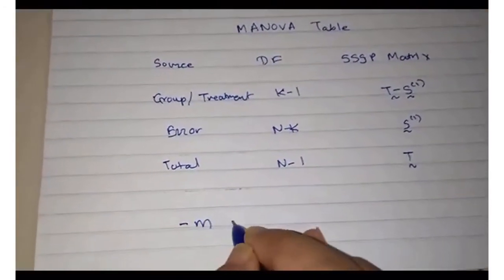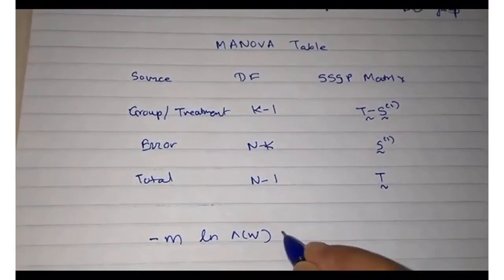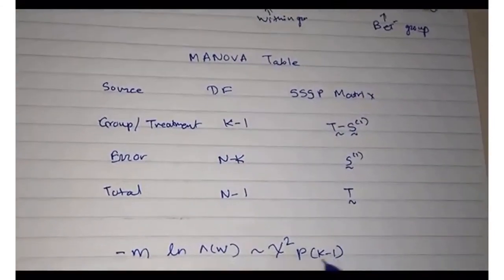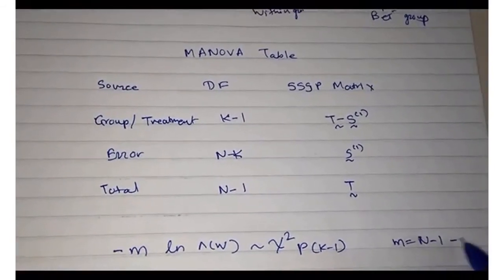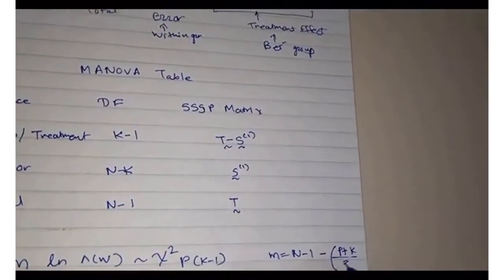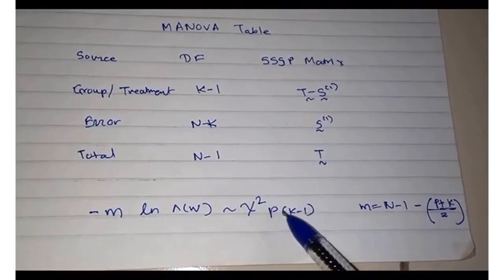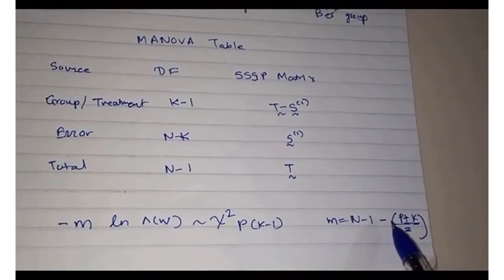So one approximation is minus m log of Wilks lambda. So Wilks lambda means you don't have to worry about the power. This follows chi-square with p into k minus 1 degrees of freedom, where m is n minus 1 minus p plus k divided by 2. So minus m log of Wilks lambda follows chi-square with p into k minus 1 degrees of freedom, where m is n minus 1 minus p plus k divided by 2.